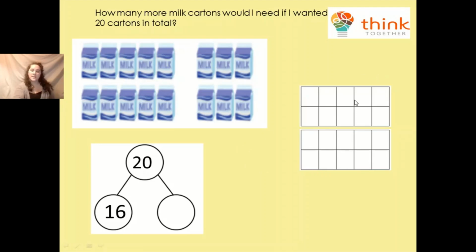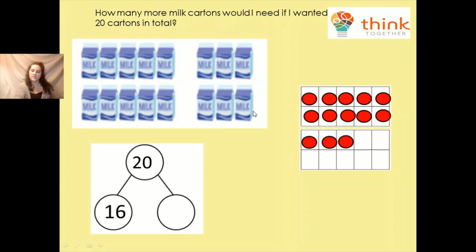And I need to begin by representing what I already know from the picture on my tens frame. So I'm going to put in that group of 10, brilliant, and count on to make 16. So I've got 10, 11, 12, 13, 14, 15, 16. Now I've got my 16 milk cartons represented. What do I need to do to find the answer? Pause the video and tell the person you're with what I would need to do.